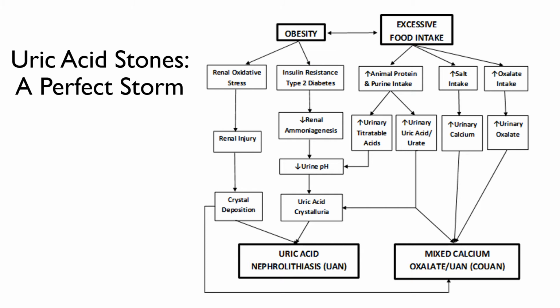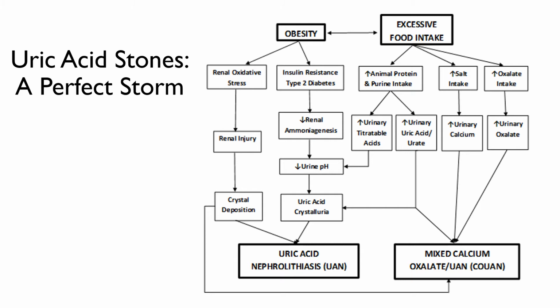you can see here that obesity, as it leads to insulin resistance, diabetes, or diabetes on its own, impairs renal ammoniogenesis. And when you impair renal ammoniogenesis, you impair the ability of the urine to become alkaline. And so the urine pH is very, very low here. And this low urine pH leads to uric acid crystalluria, or coming out of solution, and uric acid stones.